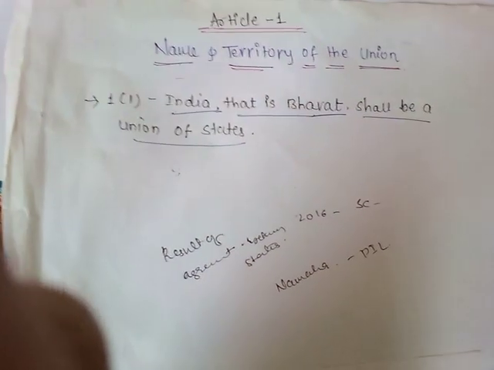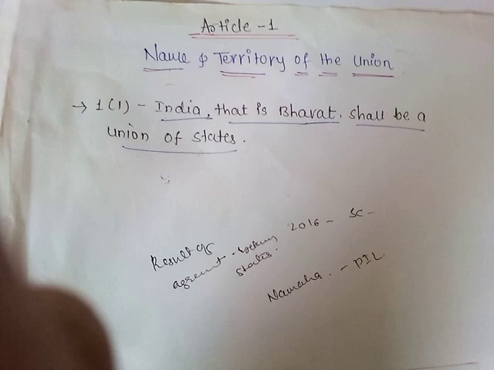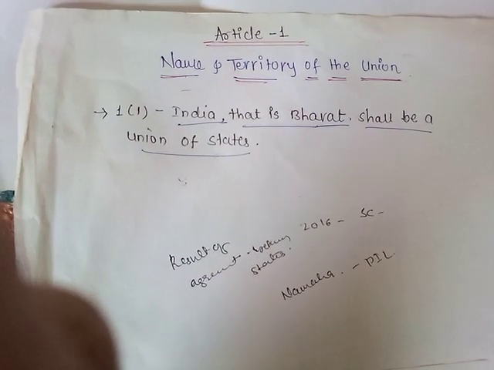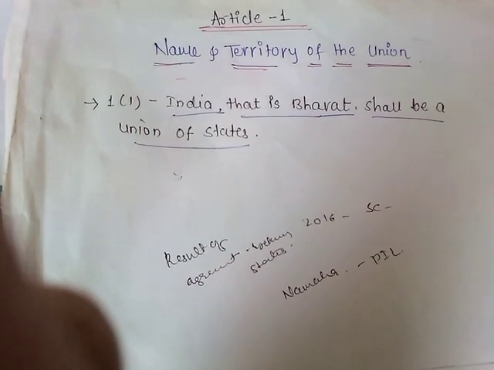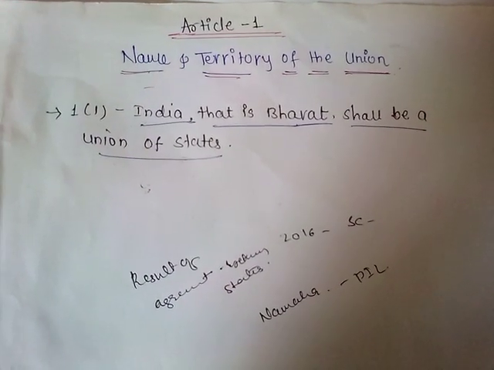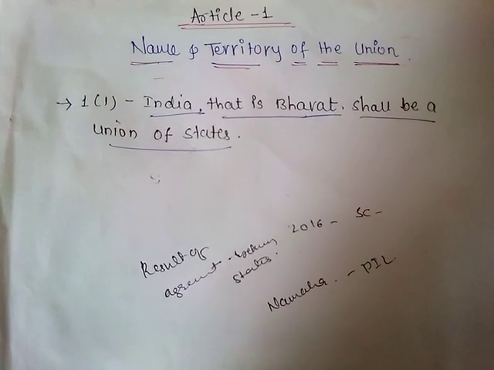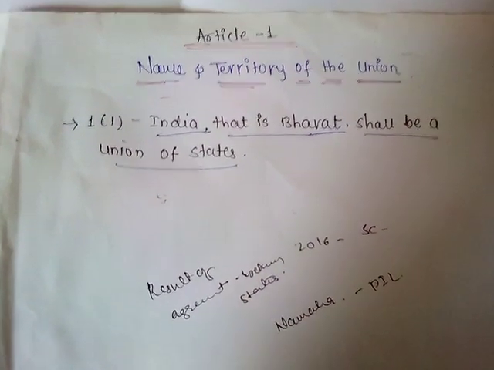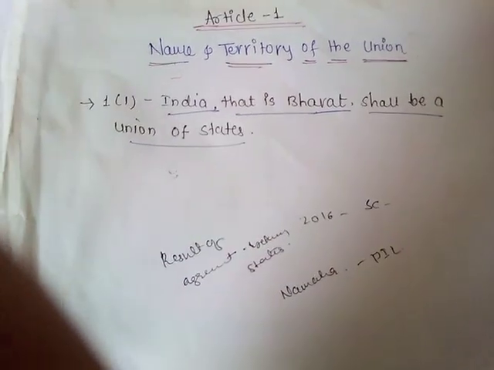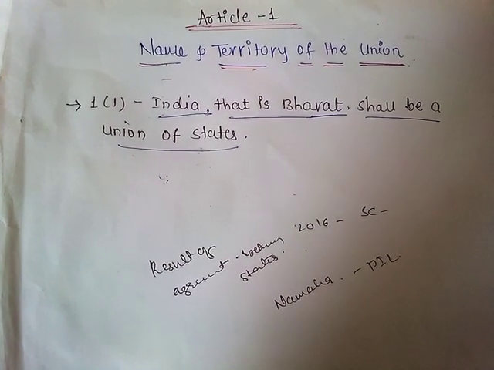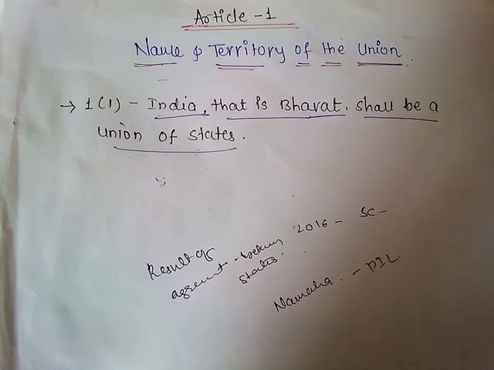But thanks to Sardar Vallabhbhai Patel, who took responsibility to unite the Indian princely states with the Union of India. That is why we call it a Union of States, because India is not a result of an agreement between states.